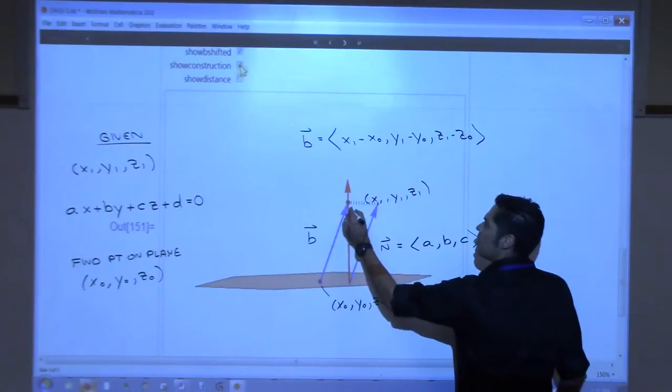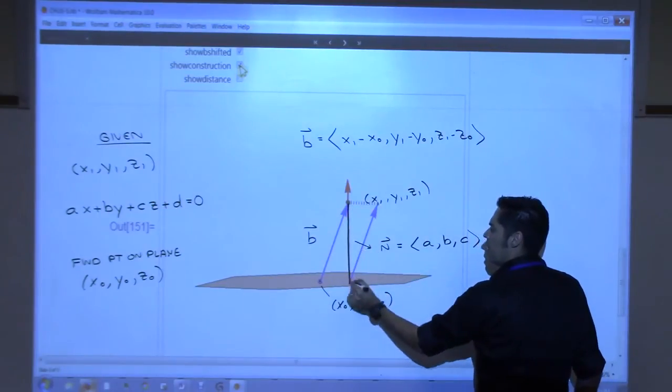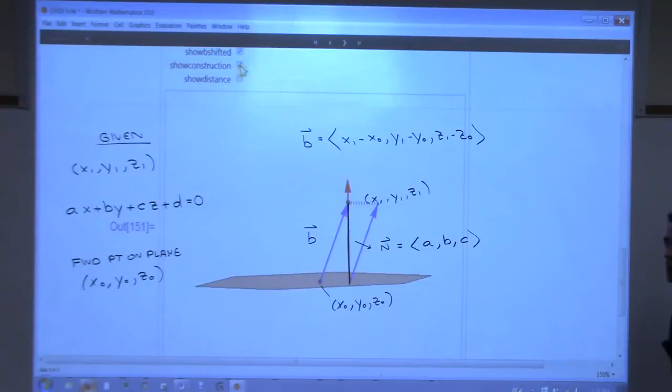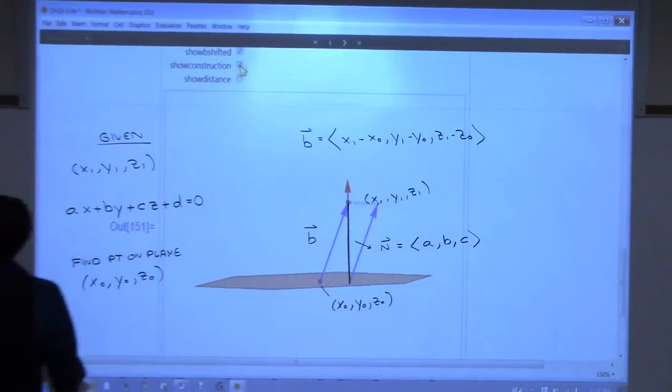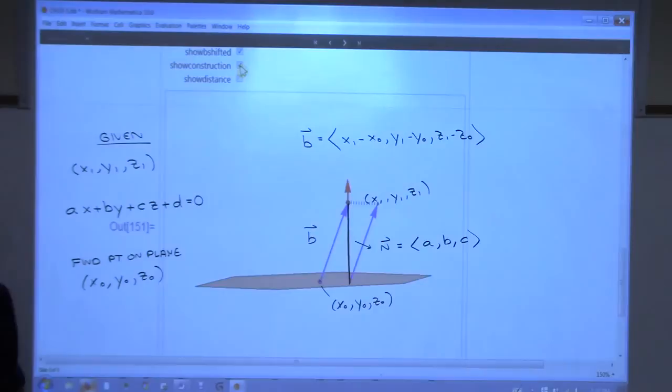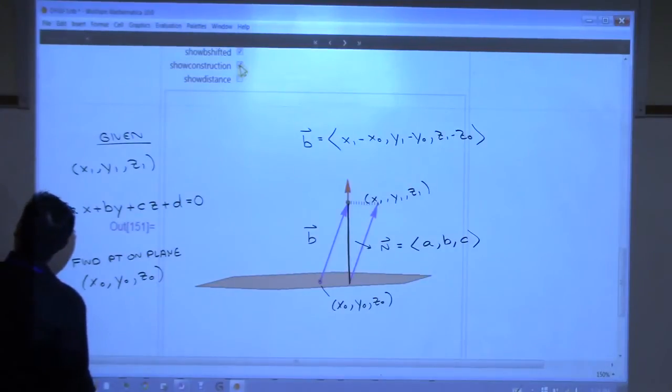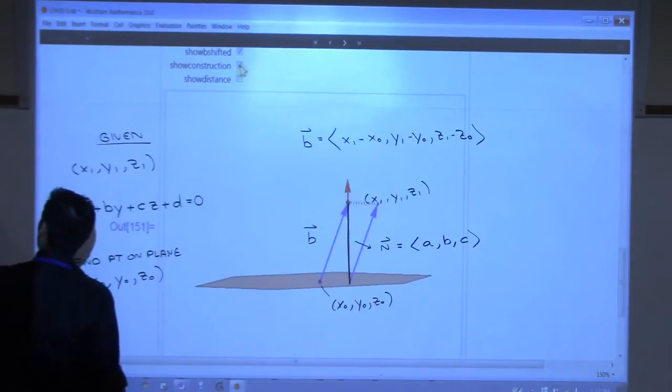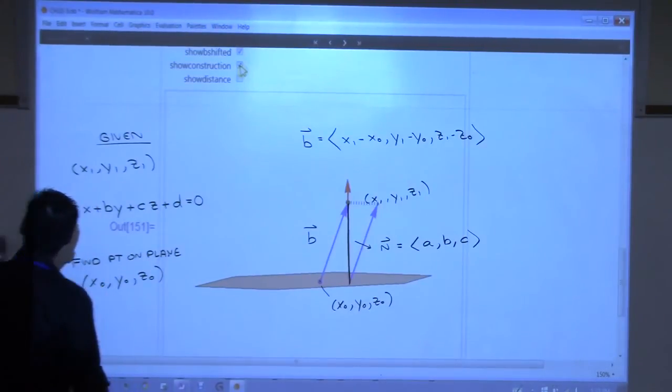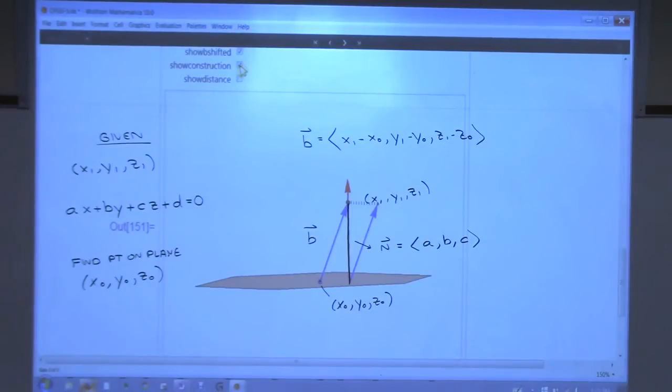So what is this distance in terms of everything I've written on the board here? Do you remember the formula for component? What is the component of U onto V? What's the formula we have for that? U dot V over the magnitude of U? V? V. Look in your notes, right? Double check. Does that look right to you?